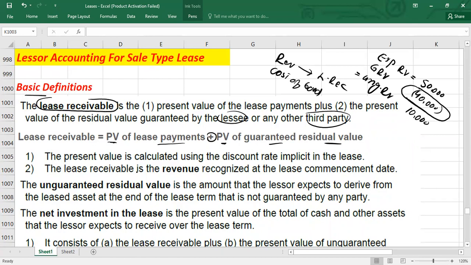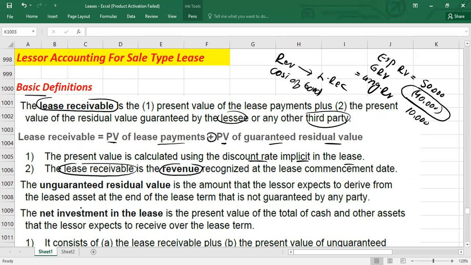And when you want to calculate the present values, of course, we always need a discount rate. So which discount rate will we use? The discount rate which is implicit in the lease. The implicit rate means the rate which is charged by the lessor to the lessee. Equal to the lease receivables, we will record the revenues in our income statement at the lease commencement date.